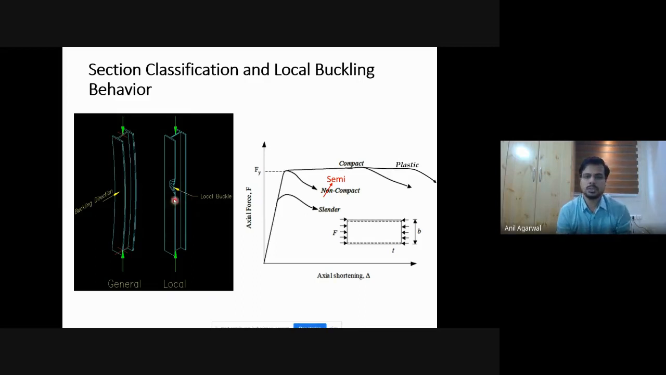Now the approach the Indian code takes to design against local buckling is not similar to the approach that it takes against flexural buckling. For flexural buckling, we know what is the capacity of a cross section, right? For an elastic flexural buckling, we know it is given by Euler's buckling equation, pi square EI by L square. And similar kind of equations can be derived for individual components also, for a component buckling. But the Indian code does not give you any such equations. It does not ask you to design for a local buckling limit state.